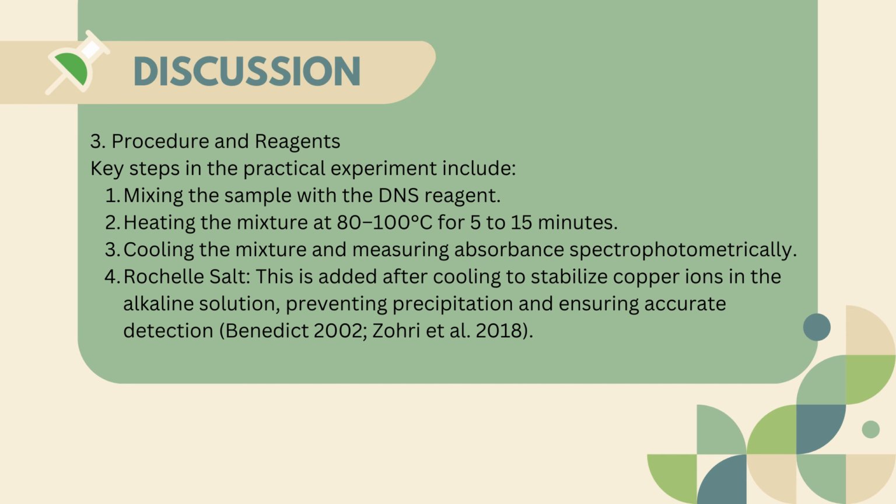Number 3, procedure and reagents. Key steps in the practical experiment include: 1. Mixing the sample with the DNS reagent. 2. Heating the mixture at 80 to 100 Celsius for 5 to 15 minutes. 3. Cooling the mixture and measuring absorbance spectrophotometrically. 4. Rochelle salt. This is added after cooling to stabilize copper ions in the alkaline solutions, preventing precipitation and ensuring accurate detection. Number 4.